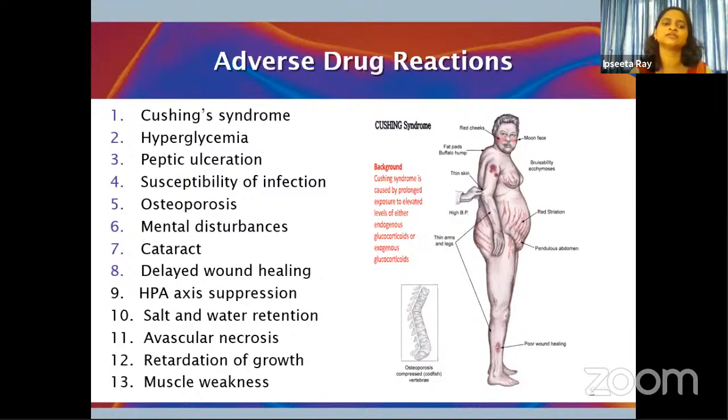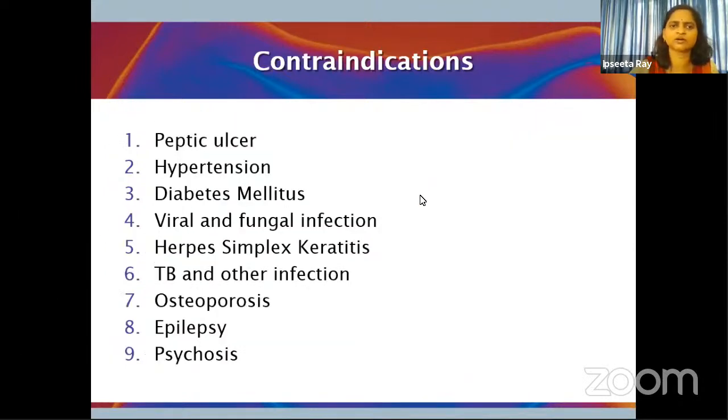These corticosteroids also have some mineralocorticoid action. They can cause sodium and water retention, and avascular necrosis of the femur head. That's a peculiar adverse effect of steroids. Growth retardation in children, and muscle weakness. Steroids are also required for the normal functioning of the muscles. So these are some of the adverse effects.